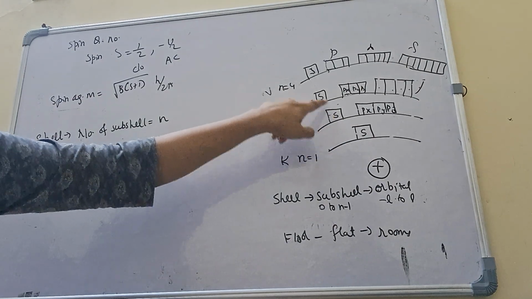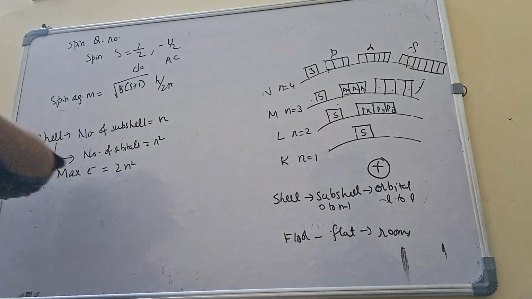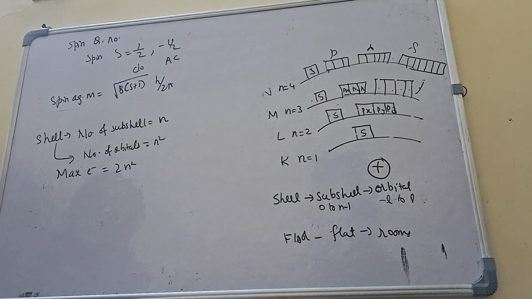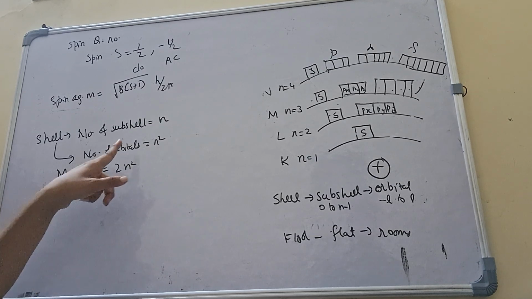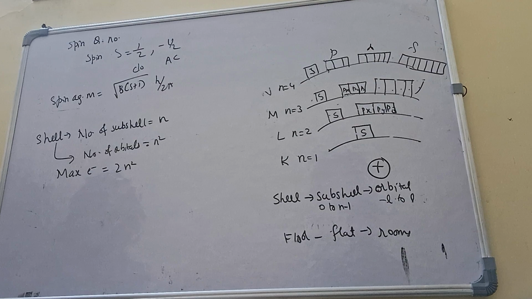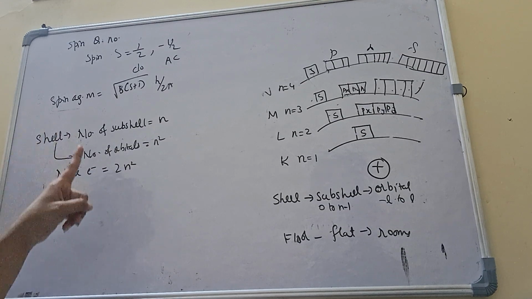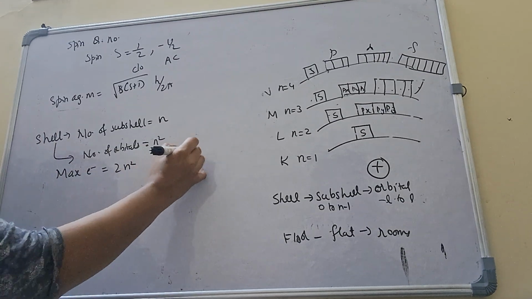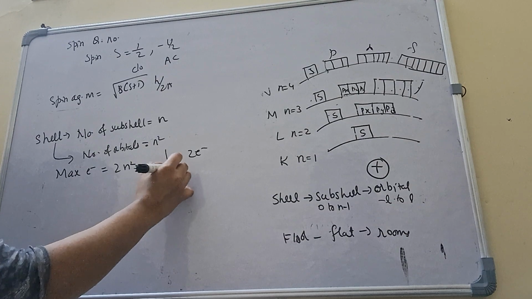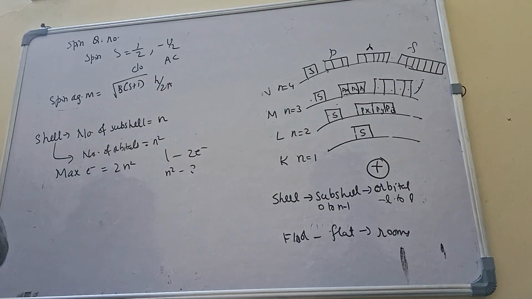2 square is 4 here. 3 square is 9. Here you are having 2n square. 4 square is 16, into 2, 32. Yes. Now, maximum electrons, why is it 2n square? Because each orbital can hold 2 electrons. One orbital will hold 2 electrons, n square orbitals will hold 2n square electrons. That's the reason you have 2n square.